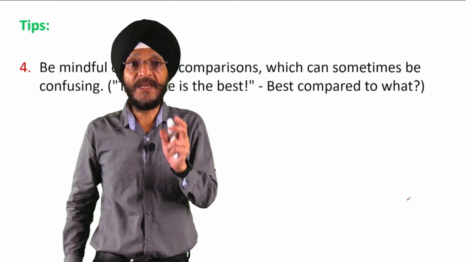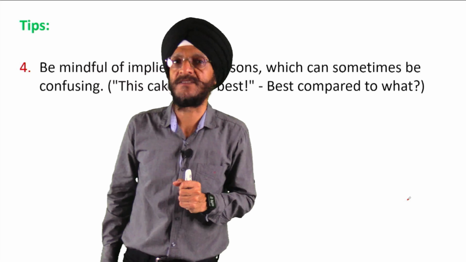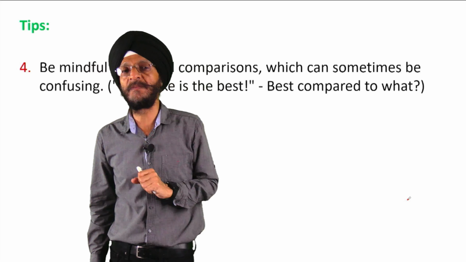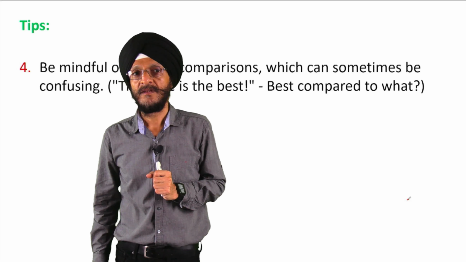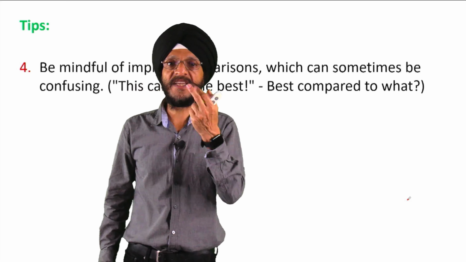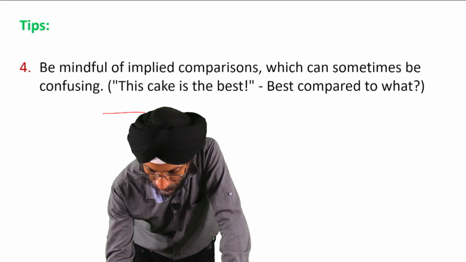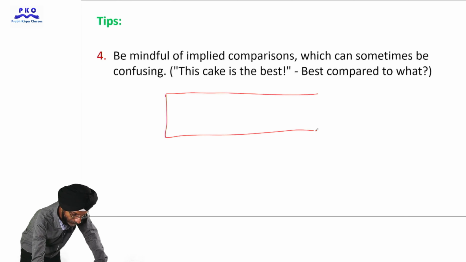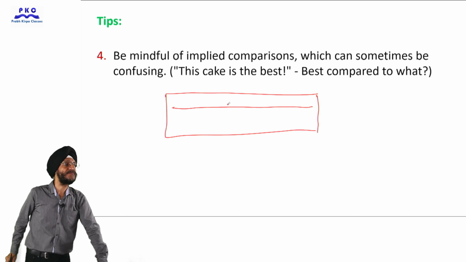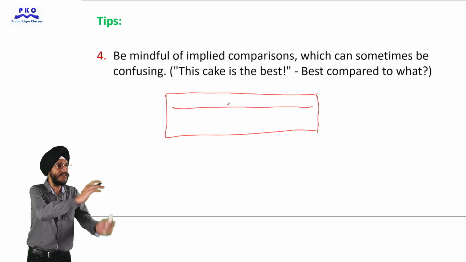The next tip is to be mindful of implied comparisons, which can sometimes be confusing. The example is, this cake is the best. What does it mean? Suppose we go to a party. These are the tables. This is the table on which there are various cakes.